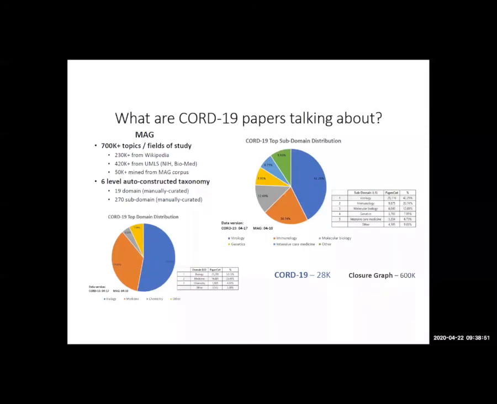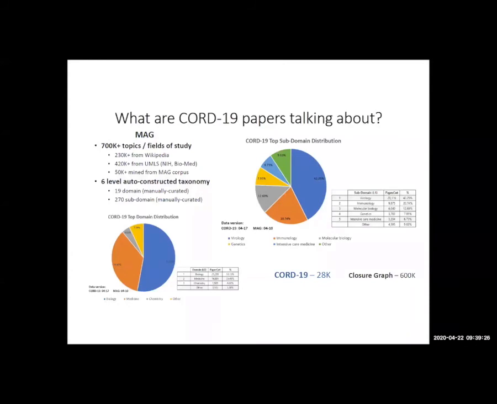Otherwise we have the full text of the Core 19 papers, right? We know it's talking about the coronavirus family contents, but exactly what are they talking about? So on MAG, we have already mined in total 700K plus academic topics, which include 19 top-level domains and 270 subdomains. So all these 289 areas are manually curated, including their relationships.